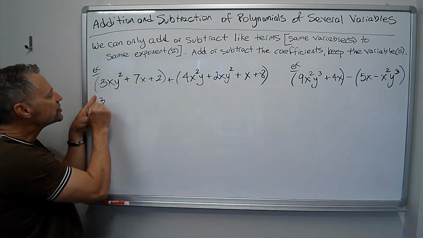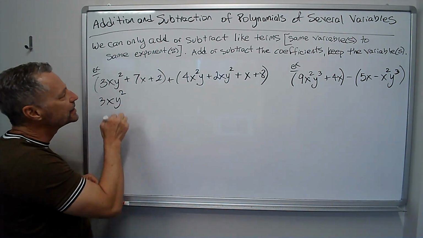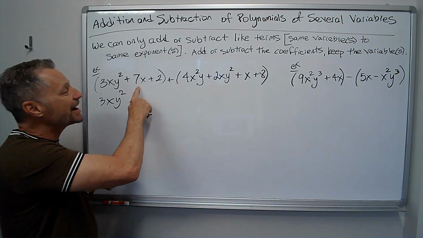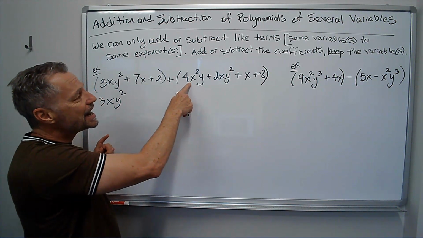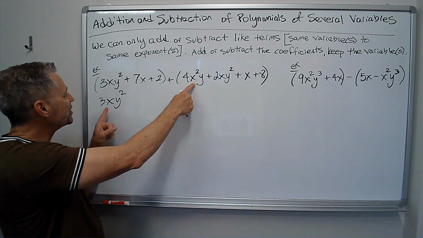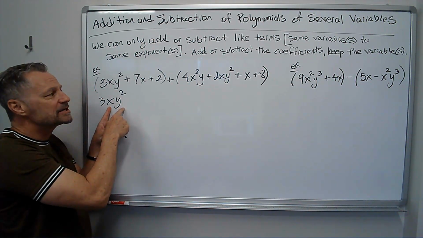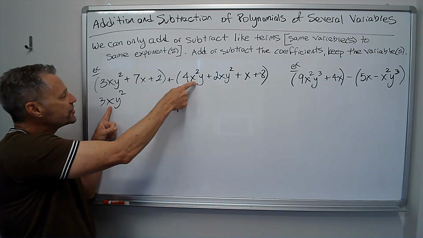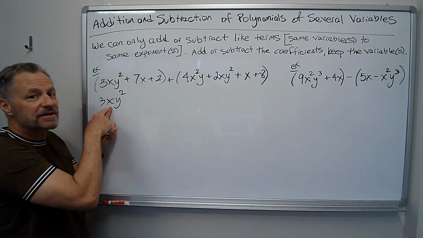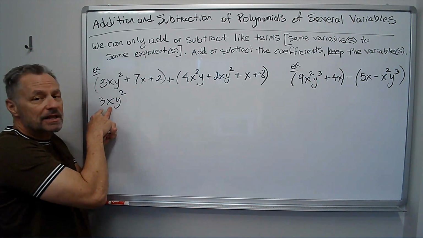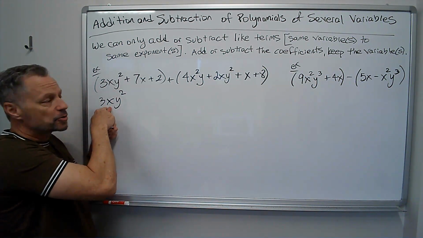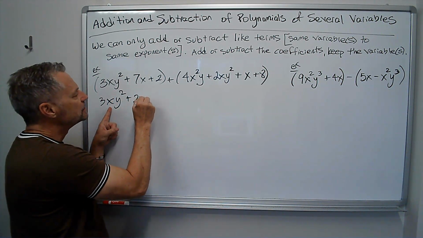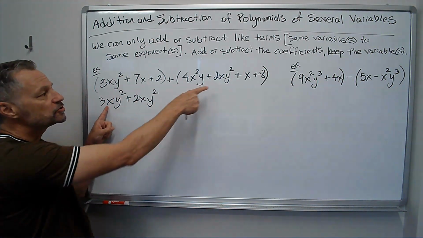So I have this 3xy squared. There's no other 3x, there's no other xy squared here. The number, the coefficient can be different. Notice I have a 4x squared y. That's not the same as an xy squared. They're both degree 3, but it's different exponents on the different variables. So these are not like terms. But the 2xy squared is a like term with this, so I'm going to put this right next to it, because those are like terms.